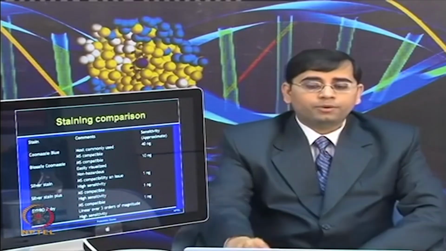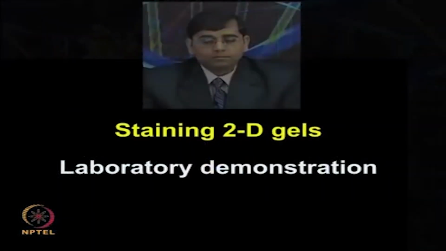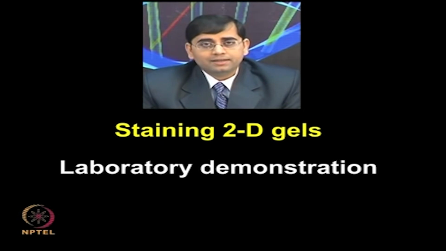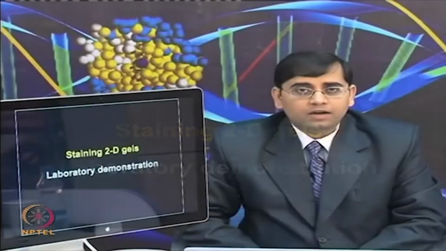Next, I will talk about the laboratory demonstration of staining two-dimensional gels. So, in this video, I will show you how you can use Coomassie or silver stain to stain your 2D gel, what steps you need to perform to obtain this pattern, and finally, what type of image you can acquire after the staining.